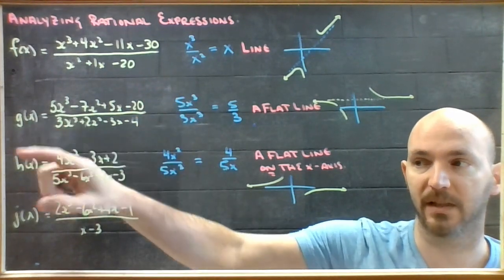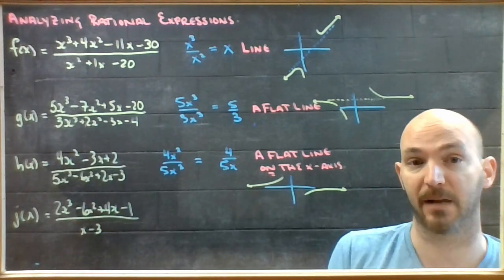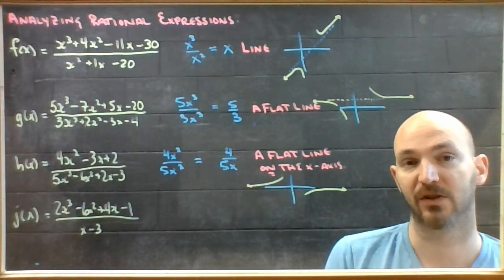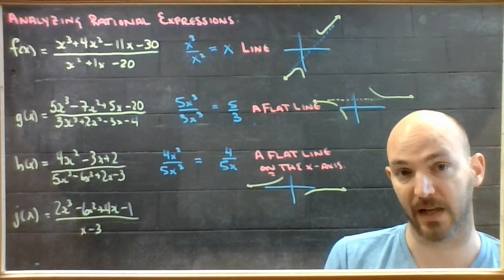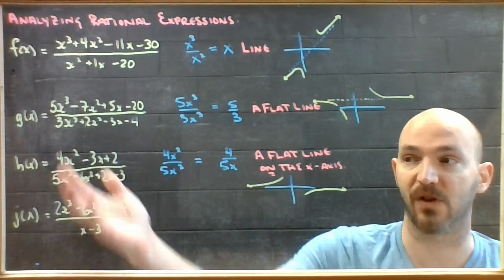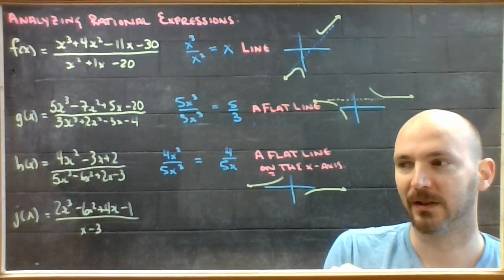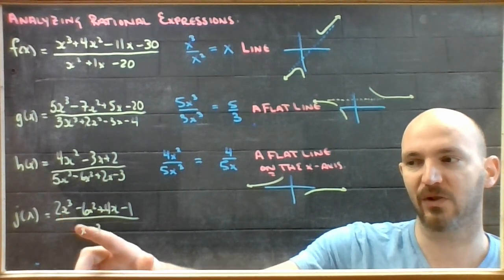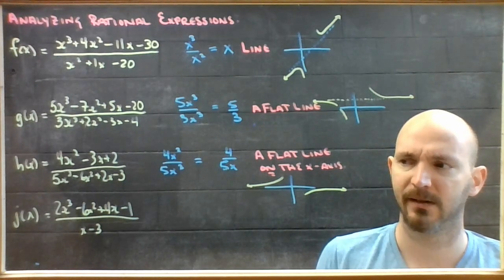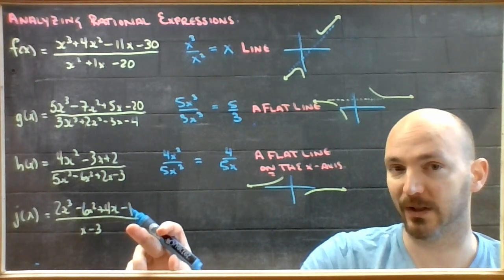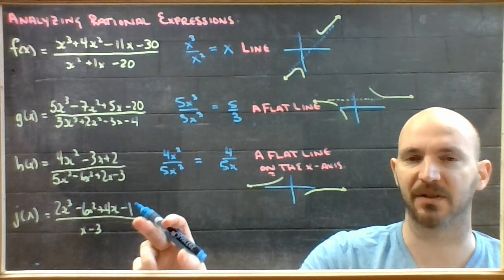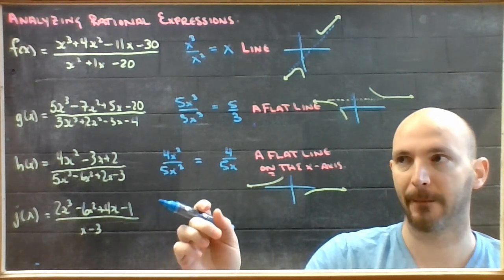For types that look like this, you can skip that part and just shortcut to what those end behaviors will be like, based on the structure of the function. Now, this last one down here, I've got a 2x cubed over an x. And we're not actually going to do one of these, but I just want to bring it up to solidify the pattern here.